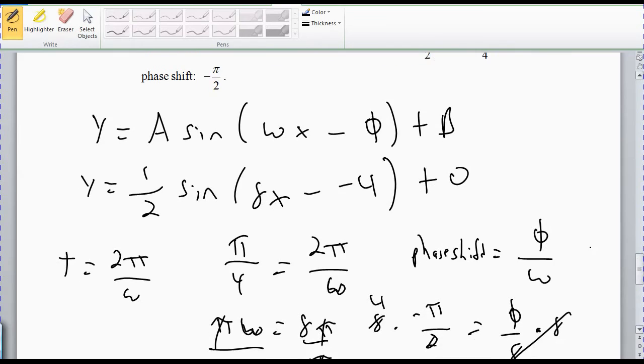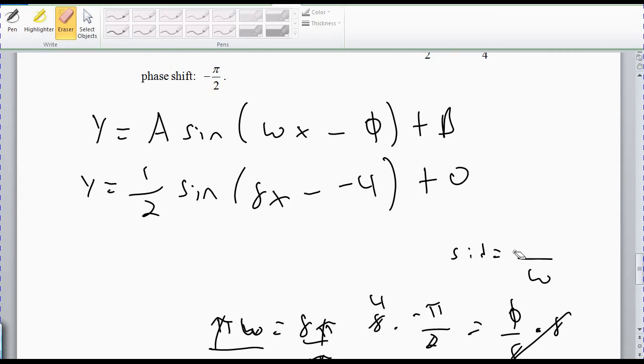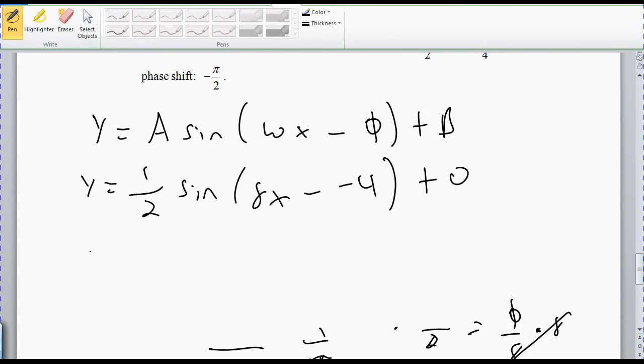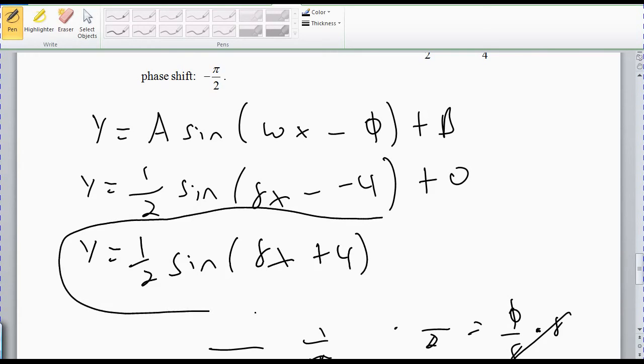So I'm going to clean this up just a little bit. I'm going to erase this just a little, just get this out of the way, so I'm going to have some space for my final answer. So here's going to be the final answer. Y equals 1/2 sine 8x minus minus is plus 4. Don't need the plus 0. And that's the answer.